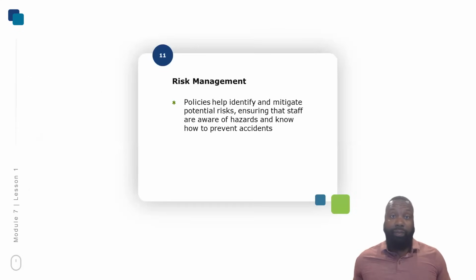Then risk management. Policies help identify and mitigate potential risks, ensuring that staff are aware of hazards and know how to prevent accidents. So it's like you're training your staff to prevent catastrophes. That's basically what it is. You're training your staff to mitigate falls and medication errors.